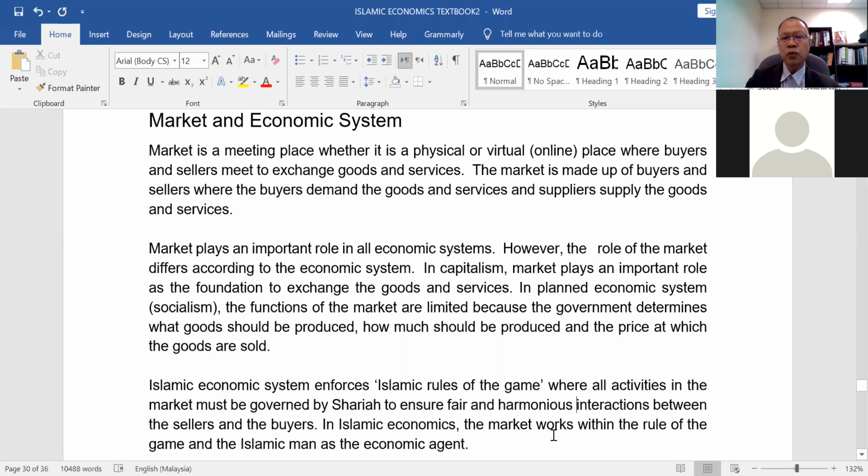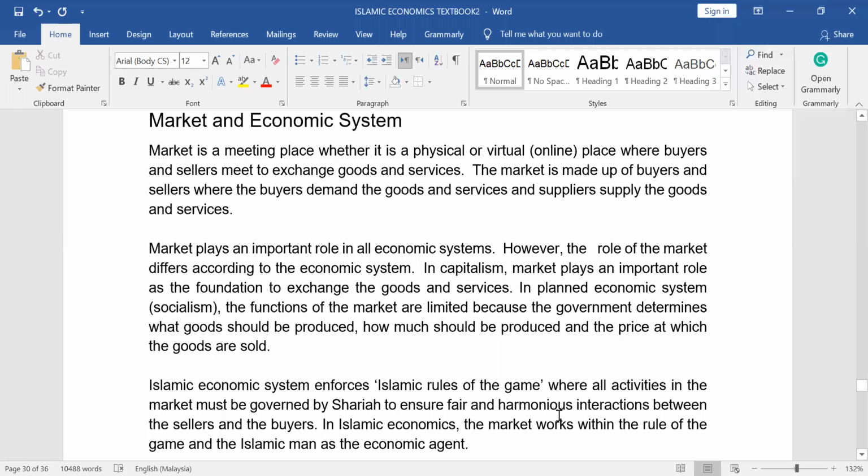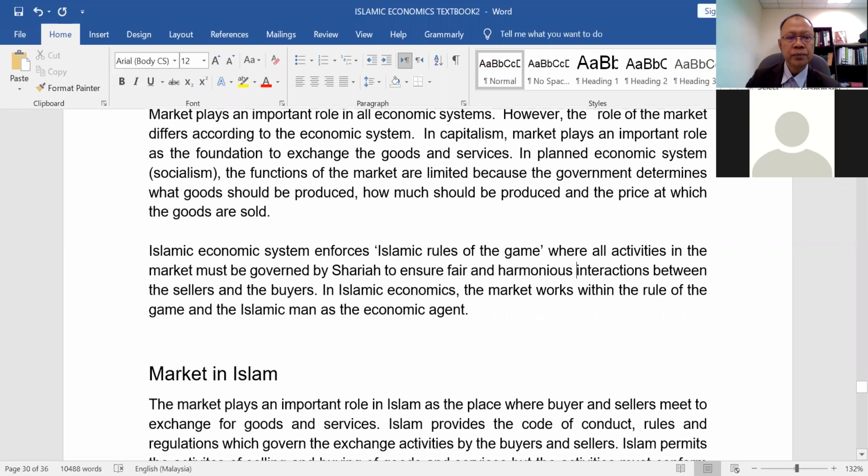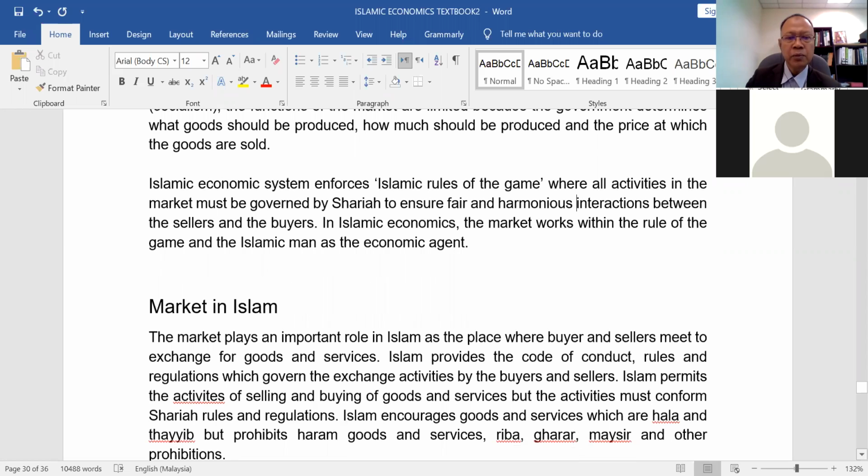In Islamic economics, the market works within the rules of the game. This means the agents, the buyers and the sellers in the market, must follow the rules of the game: do what is halal or permitted and avoid what is haram. So in Islamic economics, the market works within the rules of the game, with the Islamic man as the economic agent. The market plays an important role in Islam.